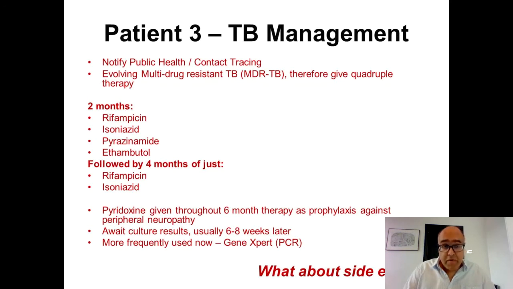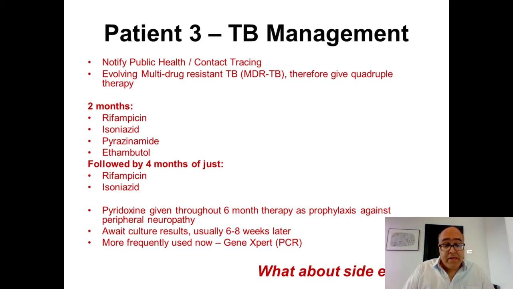Well, it's important, obviously, to get public health informed and to initiate contact tracing. Most hospitals will have their own team of TB specialist nurses who can lead on this kind of aspect. And again, because we know that evolving multi-drug resistant TB is becoming a problem worldwide, we use multiple antibiotics. Therefore, we aim for giving quadruple therapy in the first instance. That means 4 different antibiotics together.